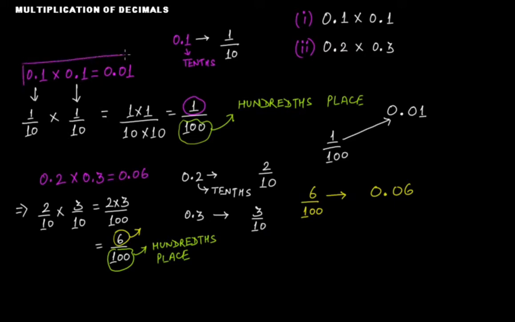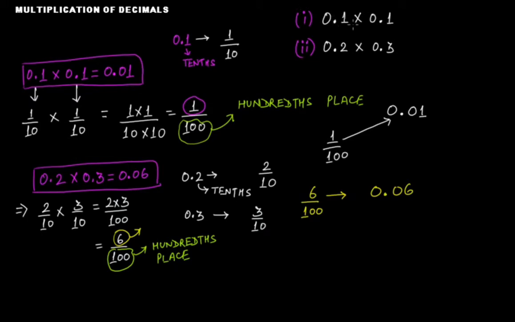Okay, so this was a simple explanation of the answer that we get when we perform multiplication of two decimals, and why we get it. But let's go a little deeper into the discussion, and let's understand this with a pictorial representation.